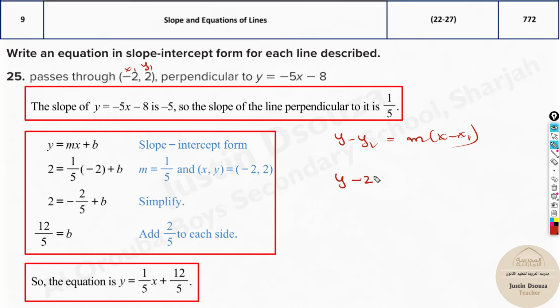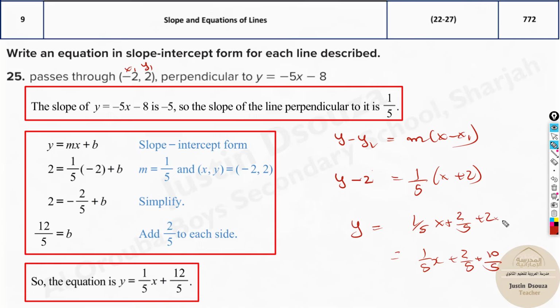So y minus 2 is equal to 1/5 of x minus of minus 2, which will be plus 2. Now you just solve it up. y will be 1/5 x plus 2/5 and this 2 goes to the other side, will be plus 2. So 2 in terms of 5, multiply by 5, will be 10 by 5. You have to make the denominator the same, so multiply up and down by 5. So the answer over here is 12 by 5 plus 1/5 x equals y.